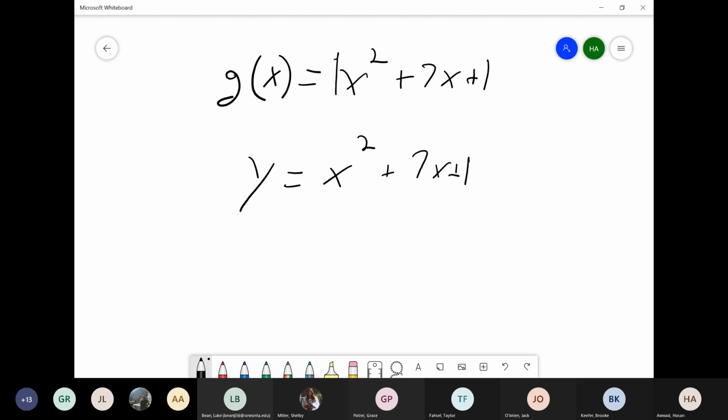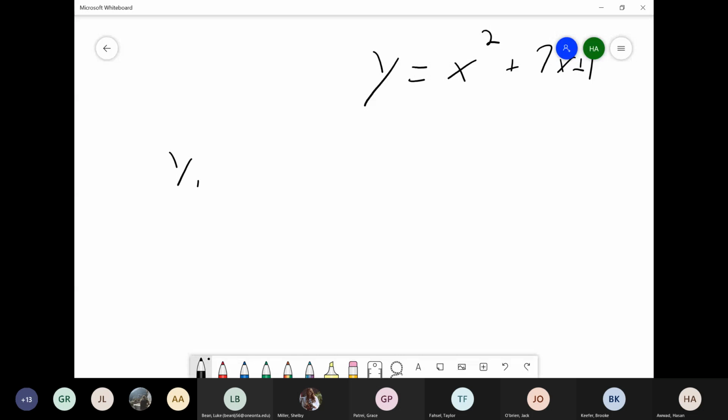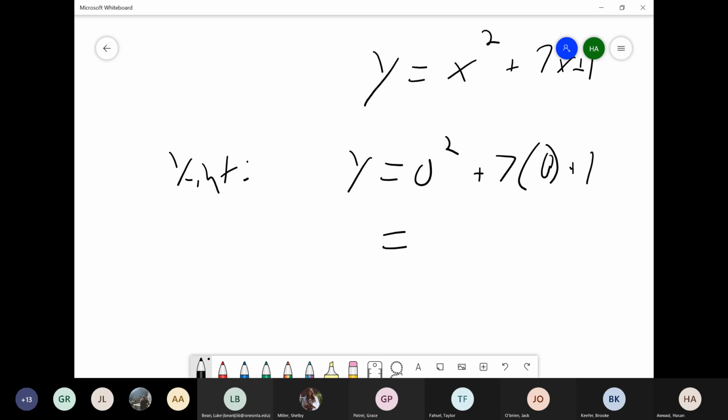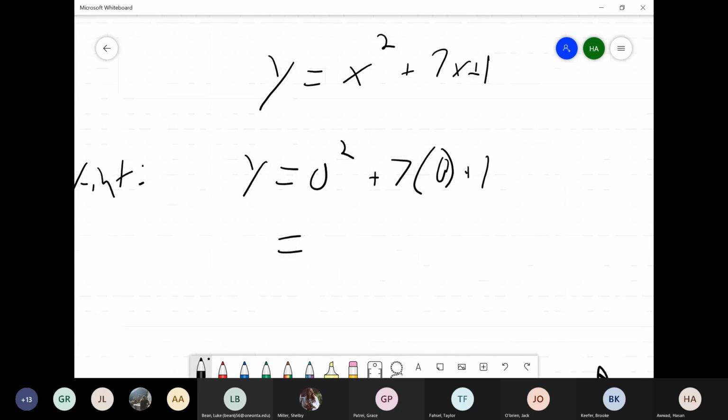Okay, and now again, just like we established, we're going to go ahead and put zeros for x to find the y-intercept, right? So y-intercept means we're going to go ahead and put y is equal to 0 squared plus 7 times 0 plus 1. Well, notice the first two terms just drop out, right? Because they have x's in there, we're putting zeros. So y is equal to 1 is going to be your y-intercept.